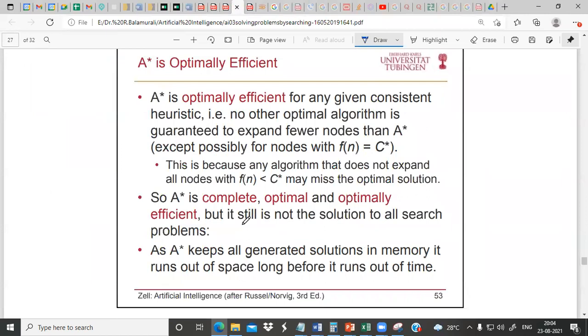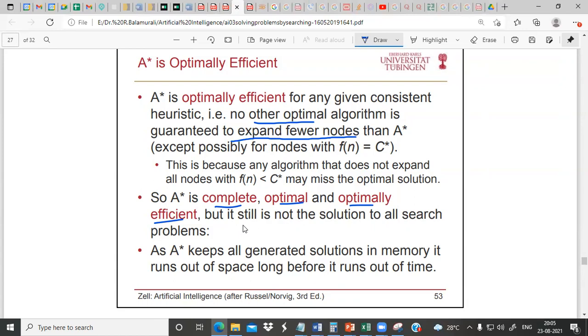Right. So when we say that the A-star algorithm is complete, optimal, and optimally efficient, there are three things. So it's not just complete and optimal, it is also optimally efficient. What is meant by optimally efficient? A-star algorithm is optimally efficient because there is no other optimal algorithm which is guaranteed to expand fewer nodes than A-star algorithm. Okay.